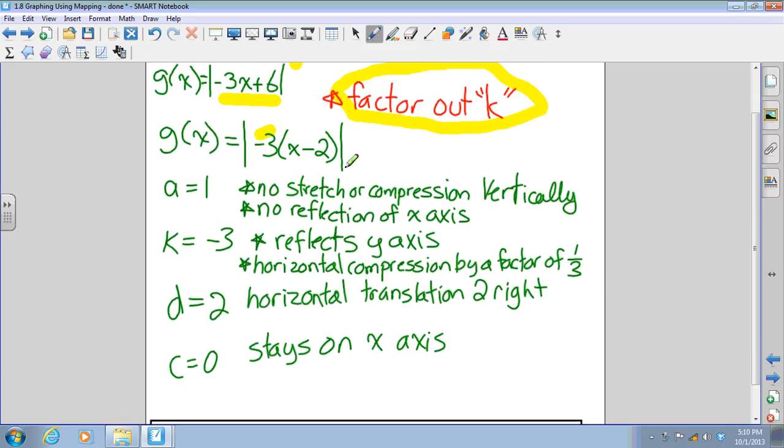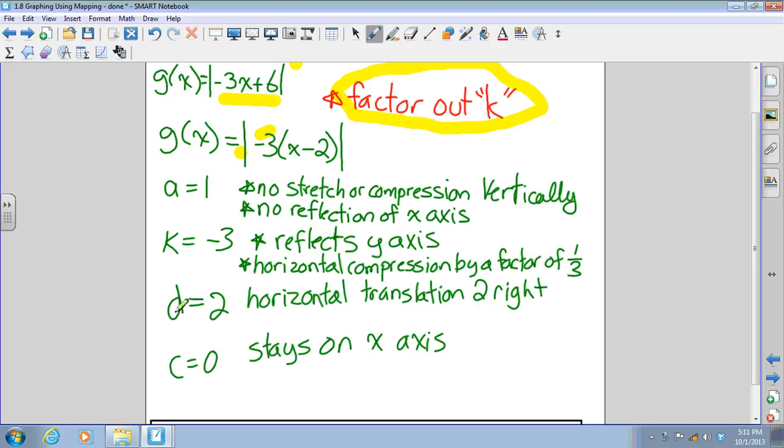Once we now have it in our parent function form, the f at x is gone out of the right side, so we could actually graph it, and we can apply these transformations directly to the absolute value parent function. So in this case, a, which is way out front here, right here, guys, a is 1. So that means there's no stretch or compression vertically, and there's no reflection of the x-axis. K, on the other hand, is on the inside of the absolute value bracket, and it's also factored out. So k is -3. The negative means that it reflects the y-axis, and the 3 part tells you it's a horizontal compression by a factor of 1/3.